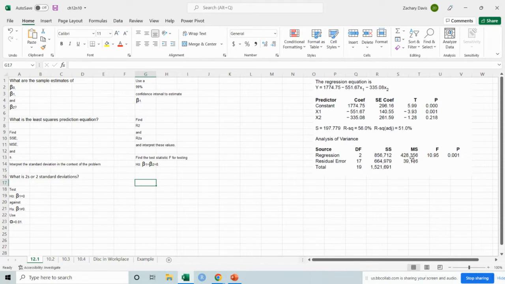39,116. And S, the standard deviation of our regression model, is here. S equals 197.779. Okay, so what is 2 standard deviations? Well, it would be 2 times this number, so 2 times 197.779.